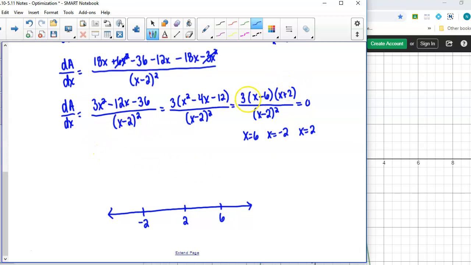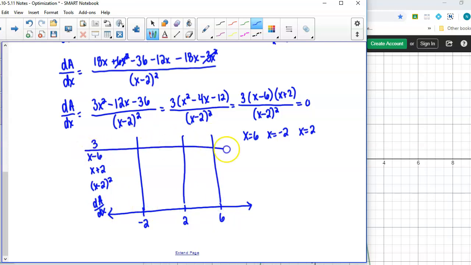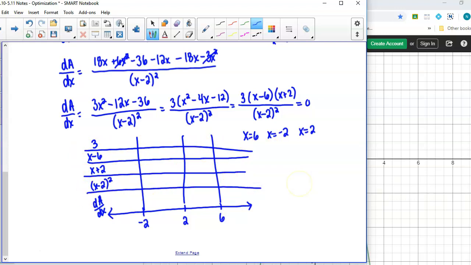So you've got a lot of stuff. You've got 3, x minus 6, x plus 2, and x minus 2 squared. So I'm going to put all that over here: 3, x minus 6, x plus 2, and then x minus 2 squared. And then the last thing we want to know is the derivative of A with respect to x. So if I make a sign chart for this stuff, I just kind of like doing these.